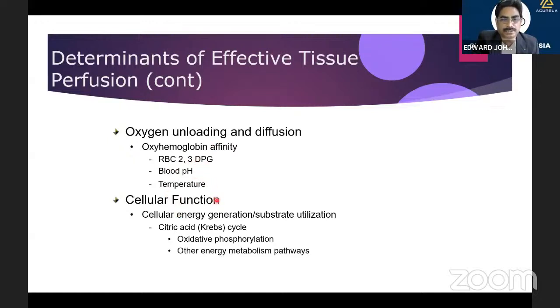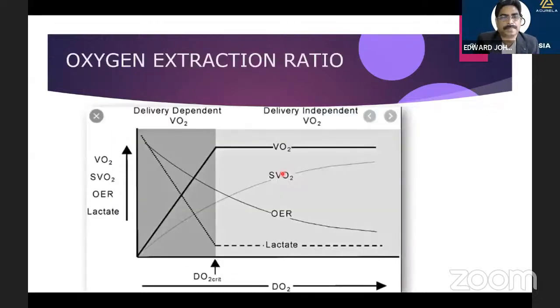Once it reaches the cellular cell after diffusion, the cellular function should be active. That is, the oxygen should be metabolized through the citric acid cycle, that is oxidative phosphorylation to produce ATPs. So all these things have to be intact for an effective tissue perfusion.